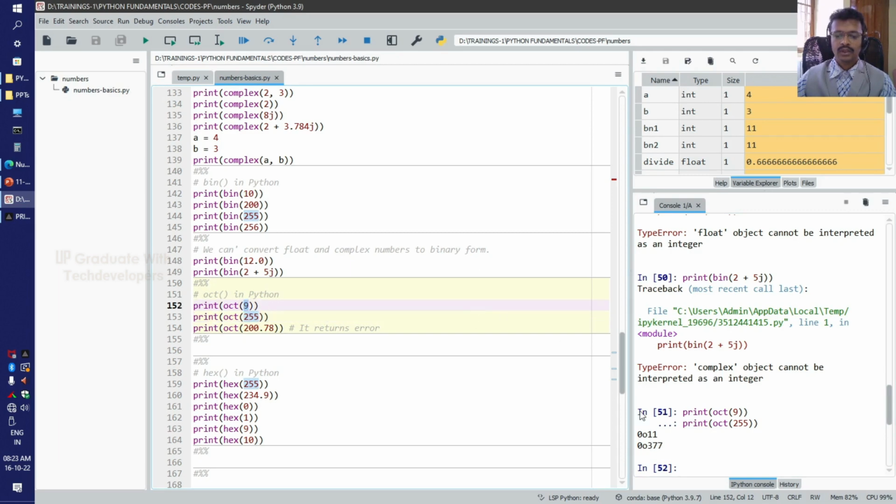So 9, if you look here, 1 1: 1 into 8 to the power of 0, plus 1 into 8 to the power of 1. 8 plus 1 is nothing but 9.